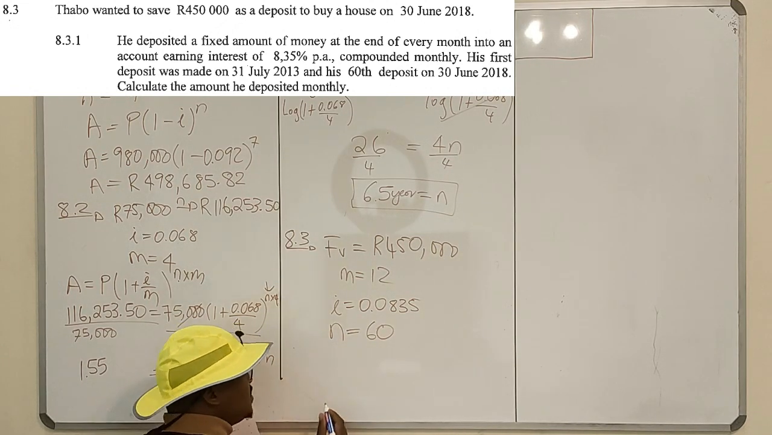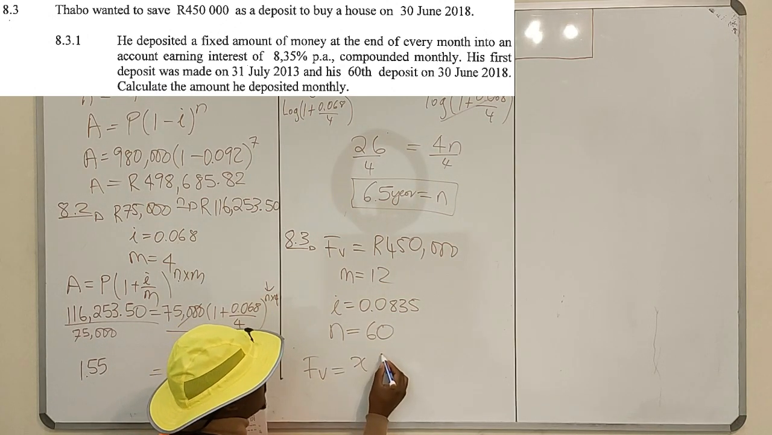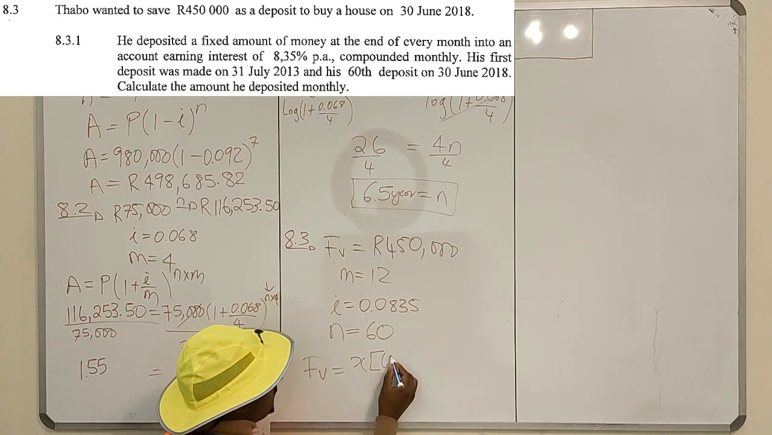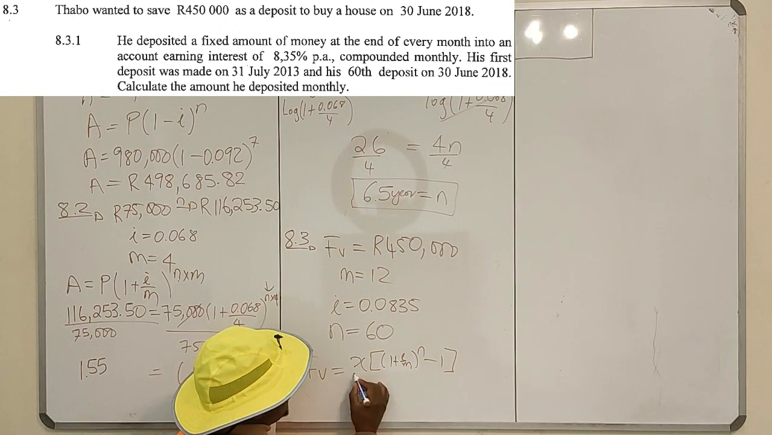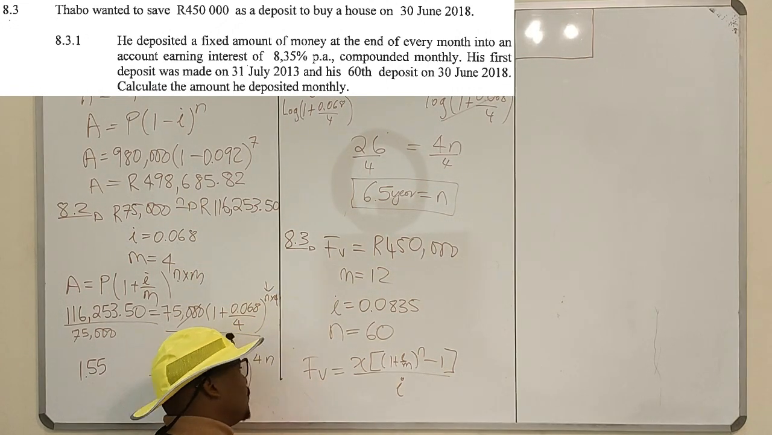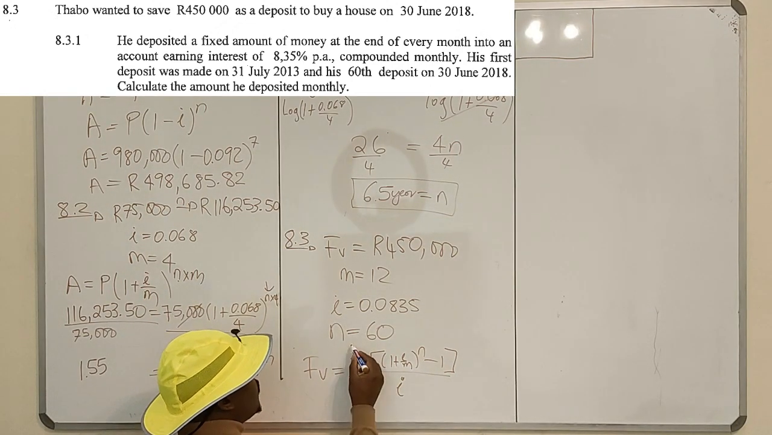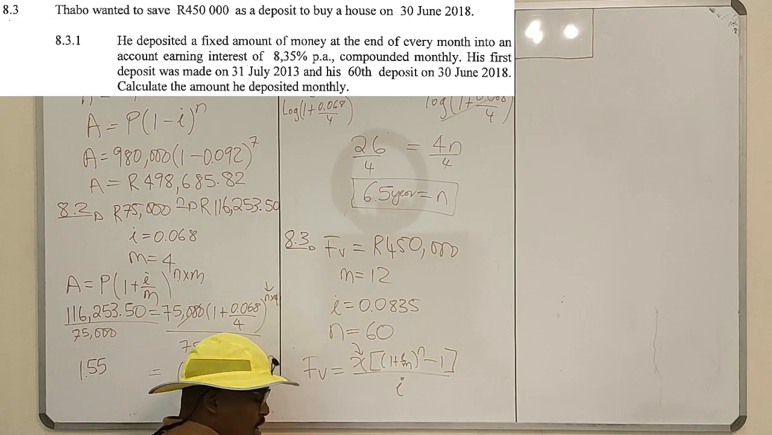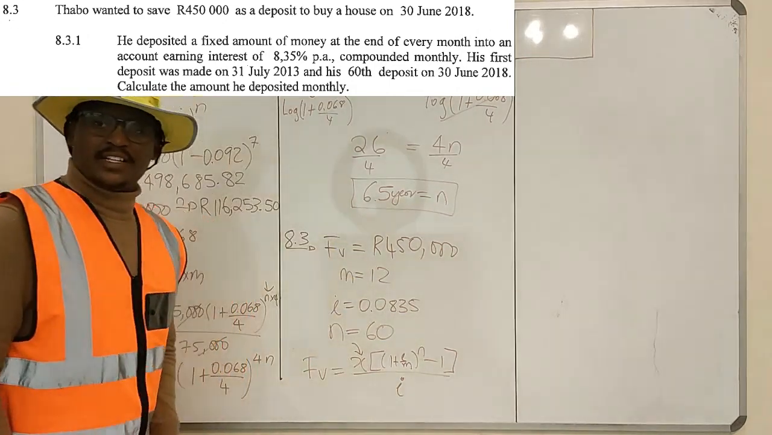So this one is one of the easiest. Your future value is equal to x into 1 plus i over m raised to n, which is the number of payments, minus 1, all over i. This is your future value formula. So you know what your future value is. This is what you want to find, these monthly deposits. So x are monthly deposits. You know everything else, and you're solving for x here.